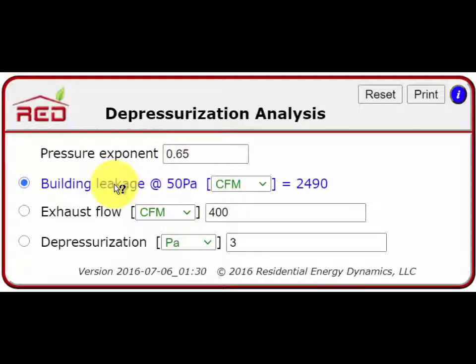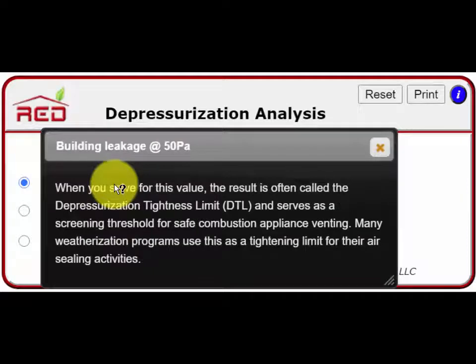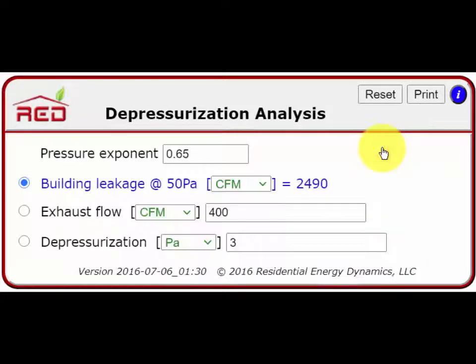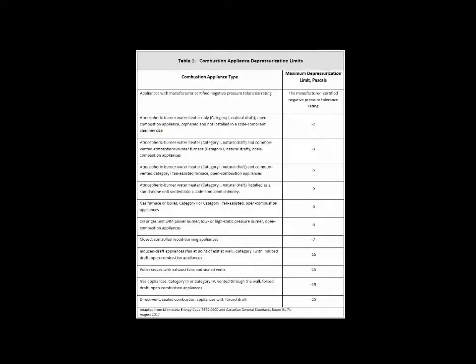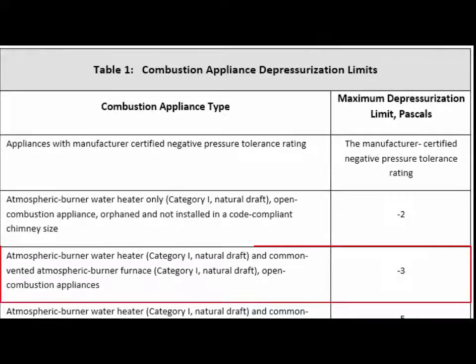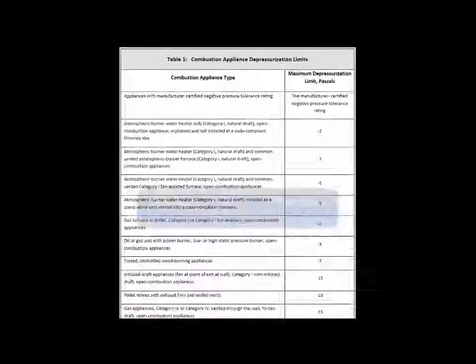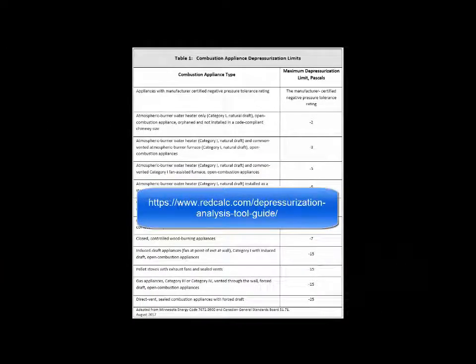As with the other red tools, there is pop-up help. You click on any label for an input or a result, and you see the pop-up help. Then to get rid of it, you exit out. For this and upcoming examples, I'm going to use the combustion appliance depressurization limits table, which is available in the Depressurization Analysis Tool user guide. For the example we just went over, I used a -3 depressurization limit.